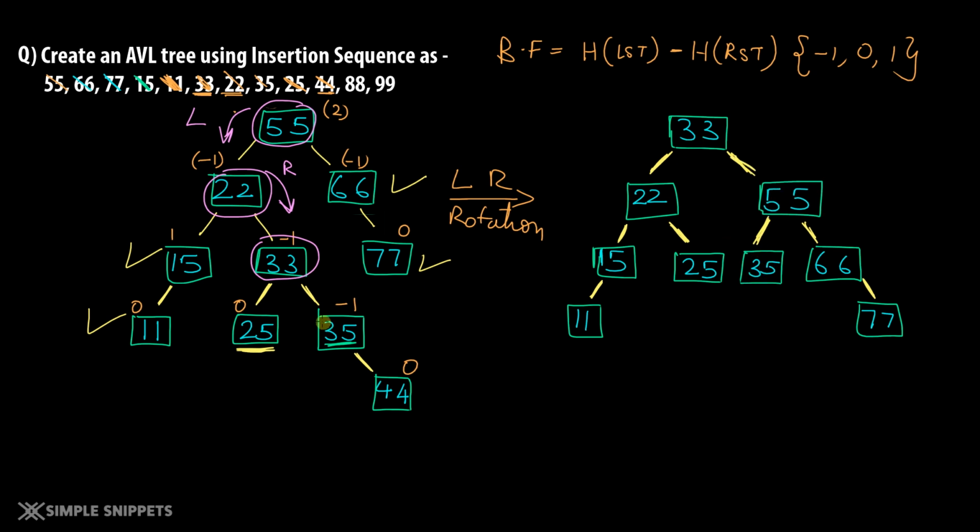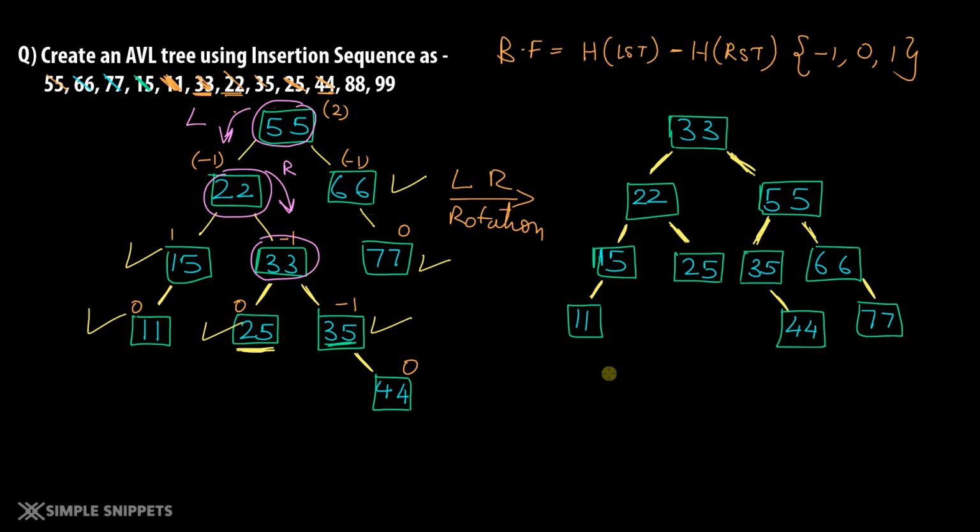It is still towards the right of 33, relatively speaking. So 25 and 35 done. Only one thing remaining, which is 44. 44 is towards the right of 35. Is there anything towards the right of 35? No. So we can simply attach 44 over here.